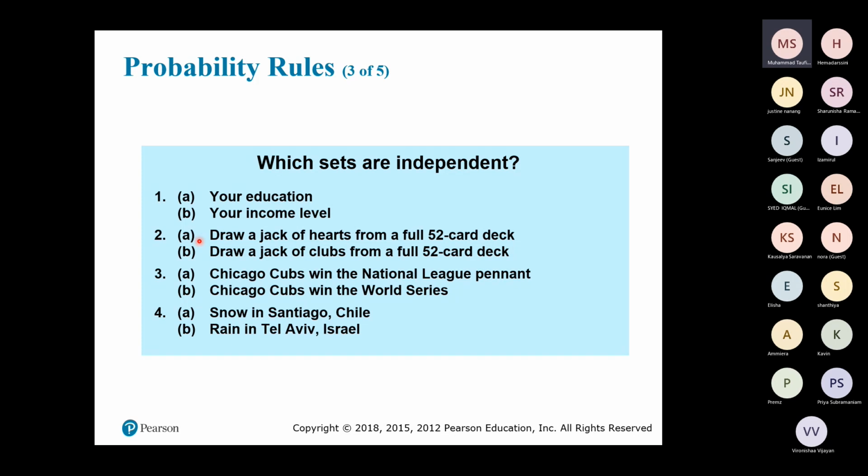Okay, and then number 2: draw a jack of hearts from a full 52-card deck, and draw a jack of clubs from a full 52-card deck. Are these mutually exclusive, independent from each other? Okay, so I give you 5 minutes. Please think about it, and we will try to answer this one together.